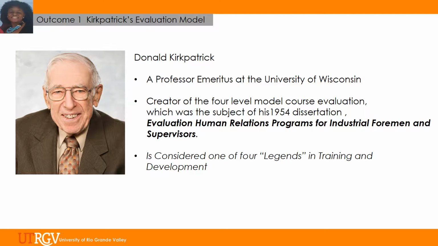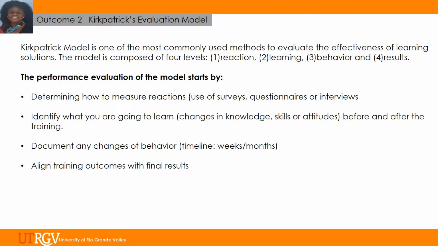During our introduction, we'll look at Donald Kirkpatrick. We'll see that Donald Kirkpatrick was a professor emeritus of the University of Wisconsin. In 1954, he developed and rolled out his four-level evaluation model. And he is today considered one of the originators and one of the experts in training and development models. Kirkpatrick is one of the most commonly used models in the field of training and development.